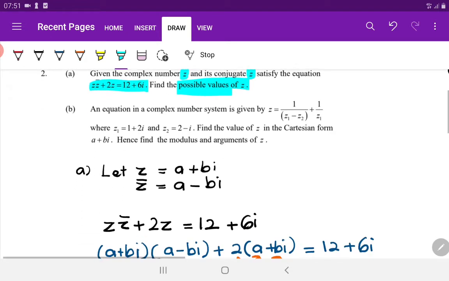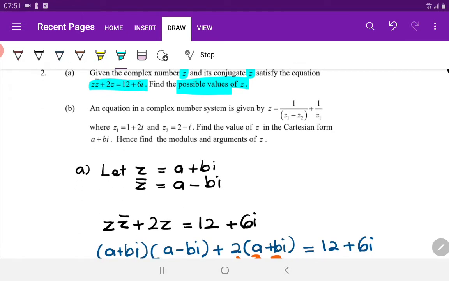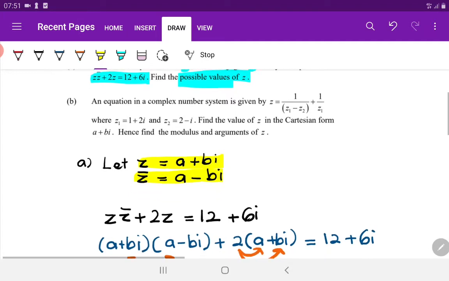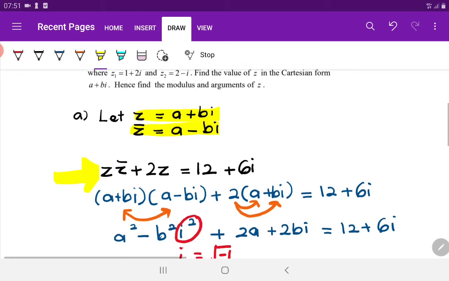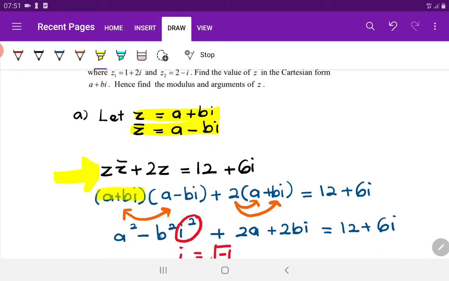Now, first of all, we need to let Z equals A plus BI because Z is a complex number. Next, Z bar is the conjugate. Hence, we have Z bar equals A minus BI. Here is the equation given in the question. We just substitute Z, Z bar, and then expand.